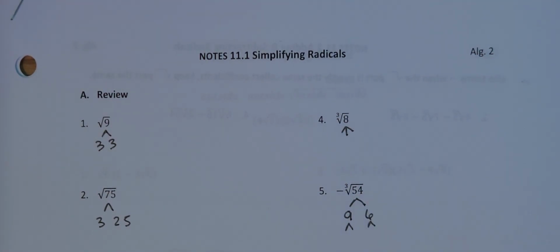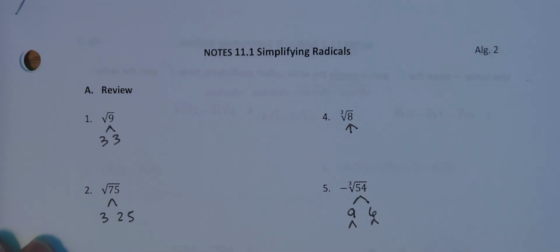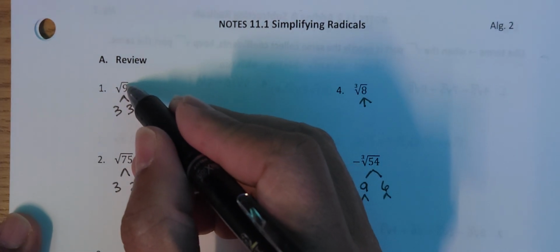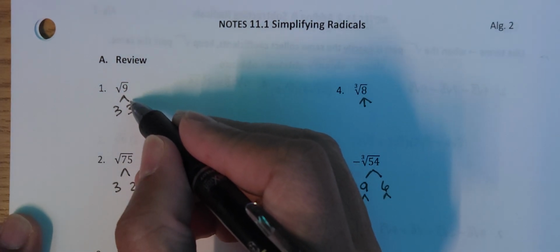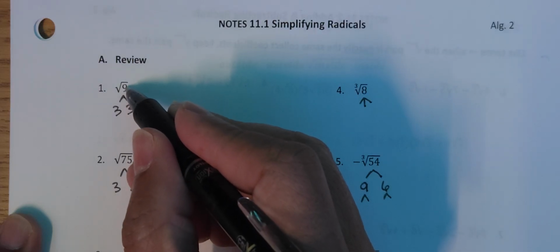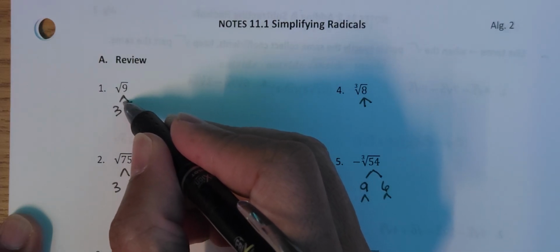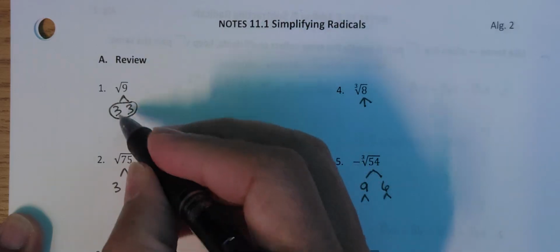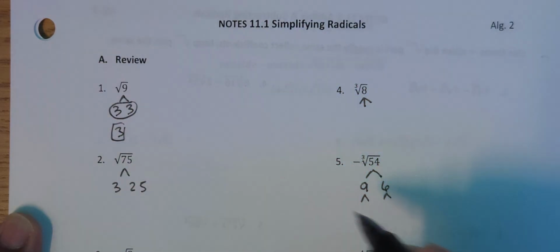So in this lesson you will learn how to simplify radicals, not only square roots, but cube roots, fourth roots, and up to fifth roots. Okay, so the first one is the square root of 9. We know that the square root of 9 is equal to 3 because 9 is the same as 3 times 3, which means we can take out the 3 and there's nothing left. So this is the answer to number 1.